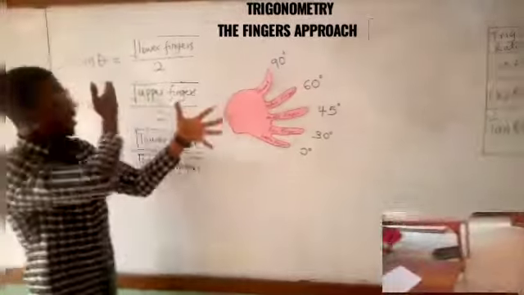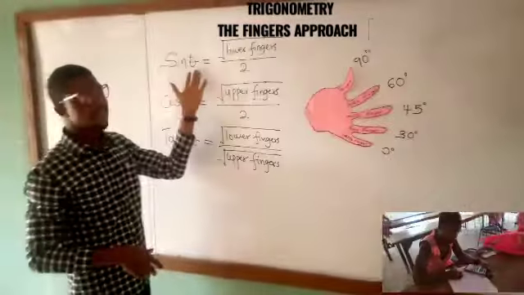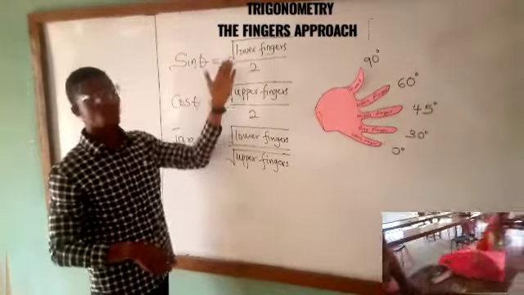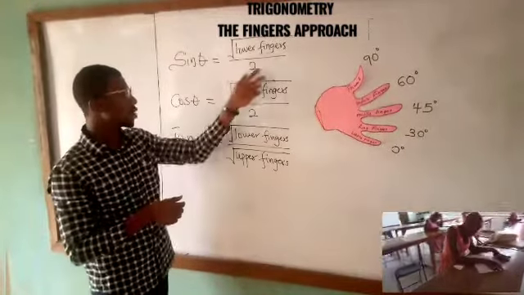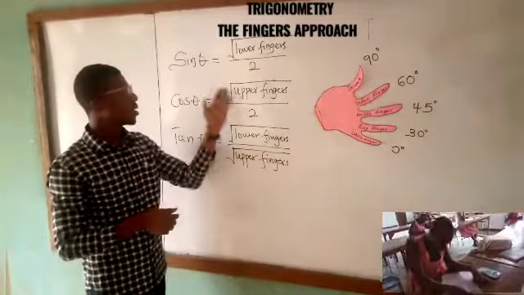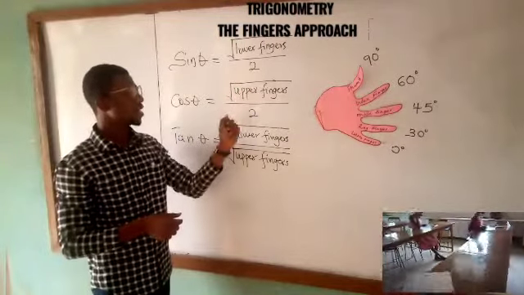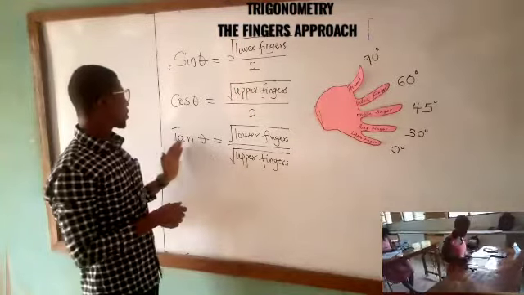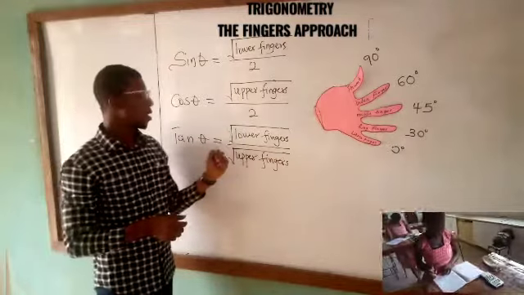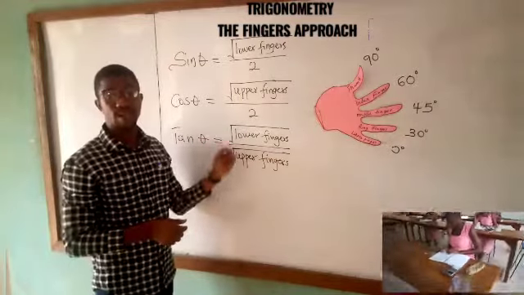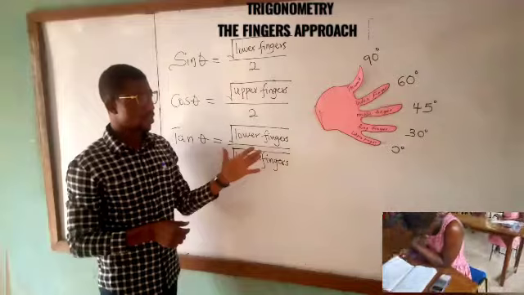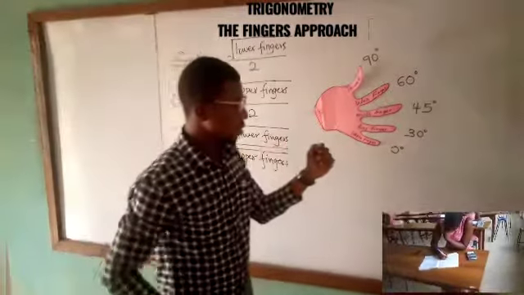We first of all look at the trig ratios. Sine theta is the square root of the lower fingers divided by 2. Cos theta will be the square root of the upper fingers divided by 2. Tan theta will be the square root of the lower fingers divided by the square root of the upper fingers. So how do we work it out?